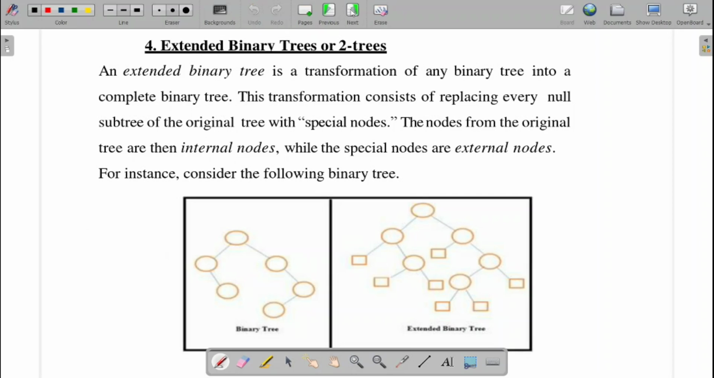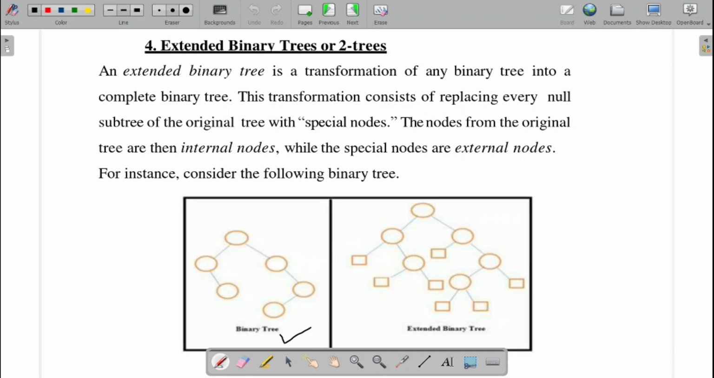The next one is the extended binary tree. We also call it a 2-tree. An extended binary tree is a transformation of a binary tree into a complete binary tree. This transformation consists of replacing every null subtree of the original tree with special nodes. The nodes from the original tree are then the internal nodes, and the special nodes are called the external nodes. Let us take this example.